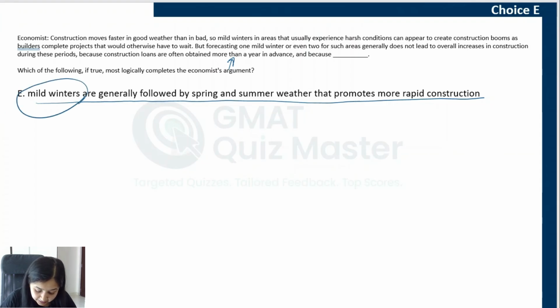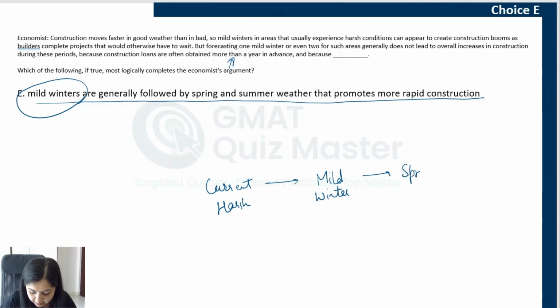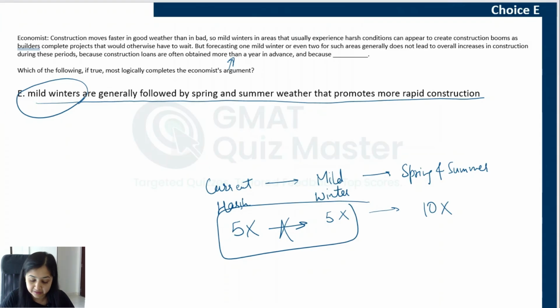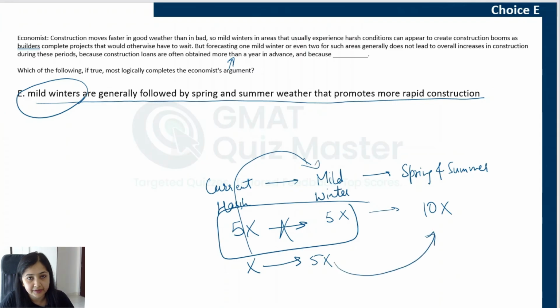For example, there is a current season going on which is harsh, right? It is followed by mild winter, which is followed by spring and summer. So we are saying that the construction, if it was 5x here, it becomes 10x. But this does not help explain why the construction does not increase here. The construction could have increased from x to 5x because of this change in season, because of better weather, and then it could have increased from 5x to 10x. So this choice does not help explain why the construction did not increase during the mild winter, and that is why this choice is incorrect.